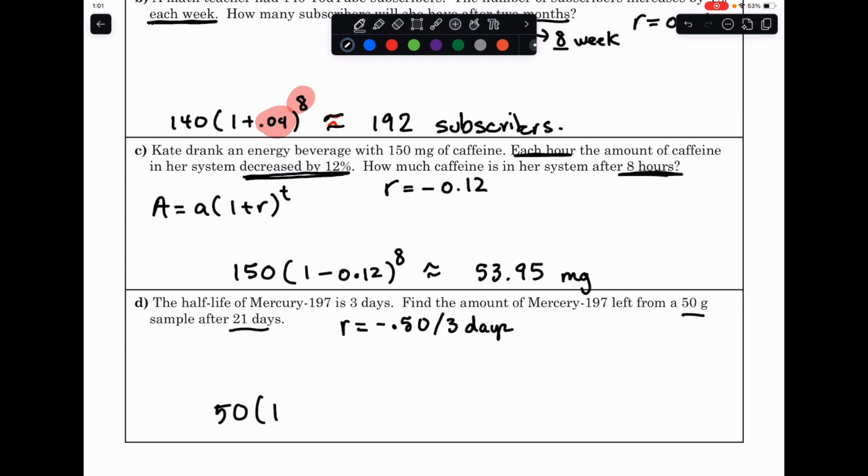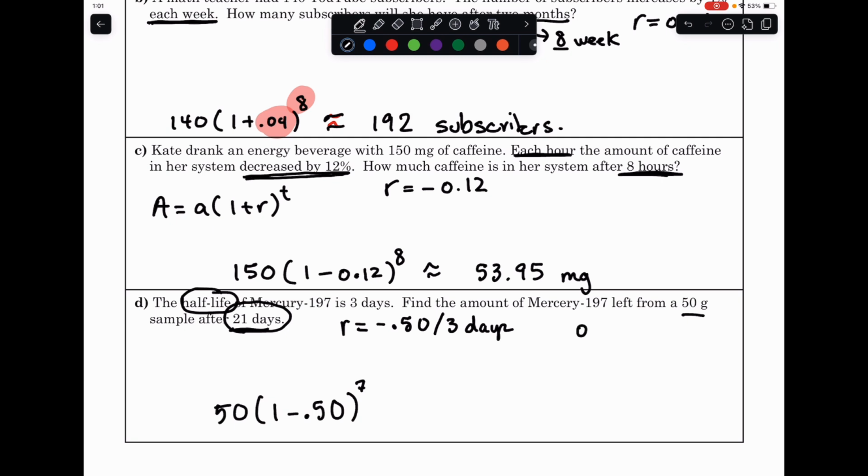So we have 50. Let me write this down first. Minus 50%, because that's half-life. Half-life means we're decreasing by 50%. So minus 0.50. But instead of raising this to the 21st power, because we're going to see how much of this we have after 21 days, that would be true if this rate was happening every 1 day. Then we would do it 21 times. But because it's happening every 3 days, we're not going to take away 50% a total of 21 times, only 7 times. Because in 3 days, it's going to decrease once.